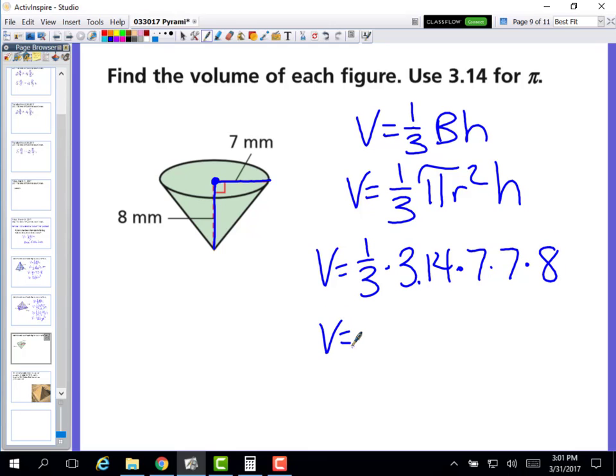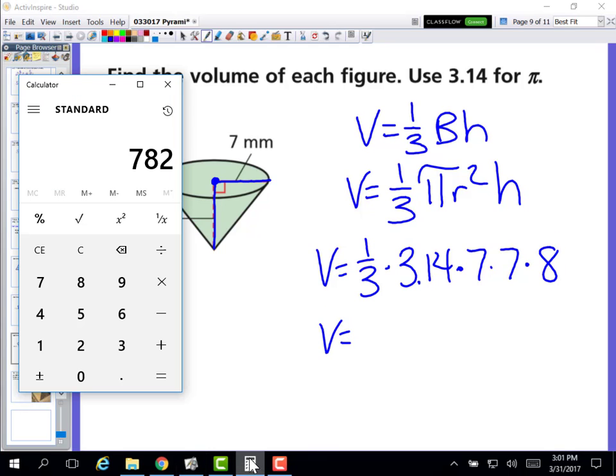Okay. So we go to our calculator again. We do 3.14 times 7 times 7 times 8. We end up with 1,230.88, but I need to divide that by 3. This would be an answer for the cylinder if this were a full shape, but I only want 1/3 of it, so divide by 3, and I end up with 410.2933333333. But what we're going to do is we are going to round to the nearest tenth.